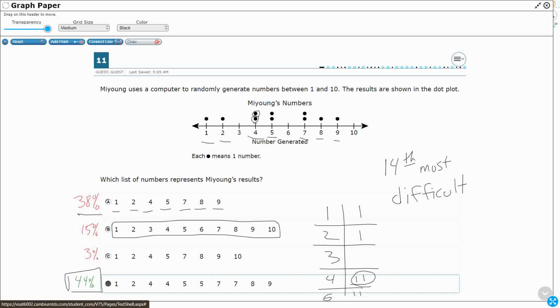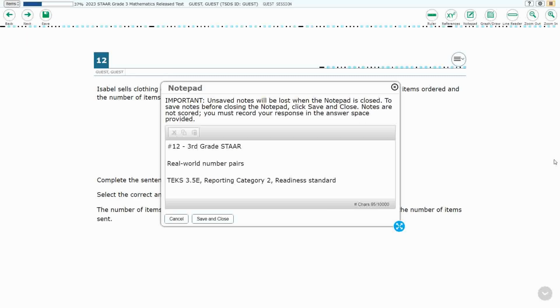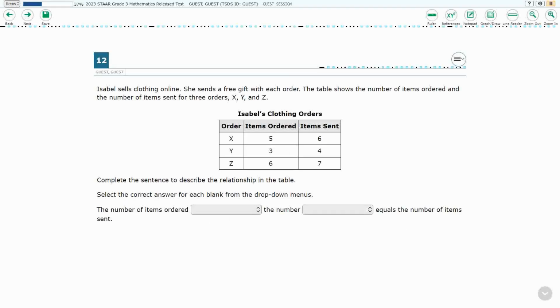So 2 tally marks means 2 dots. All they need to do is get that a few times, and they can do problems like this a lot simpler. For number 12, we are looking at real-world number pairs. This is a readiness standard, TEKS 3.5e in reporting category 2.